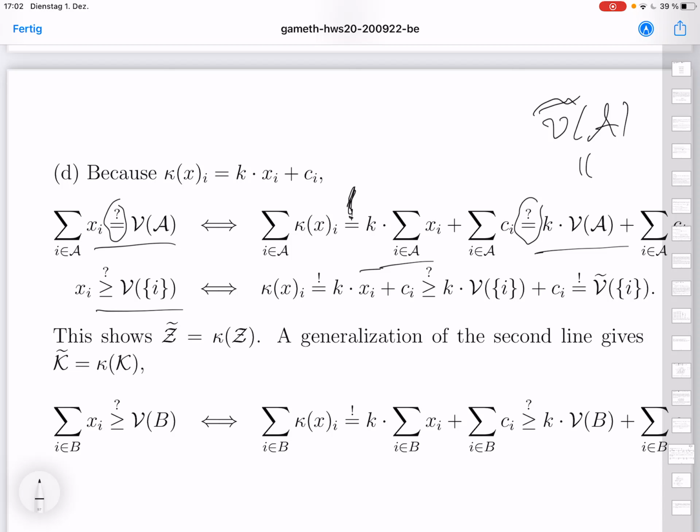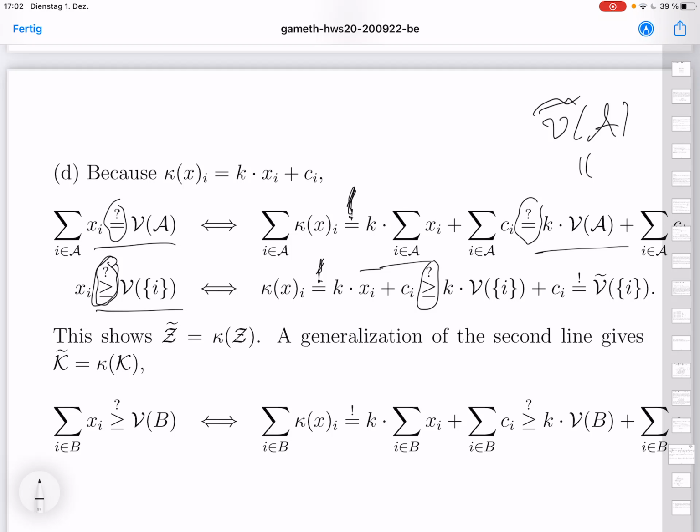And the second is given here. For the original game, the value x_i must be bigger or equal to the value of the one-player coalition. That's the condition of individual rationality. And it's a similar calculation. Our formula tells us that we have equality here. And then this condition is equivalent to the condition here, because we have c_i on both sides. And then just multiply the inequality for x_i by k on both sides.